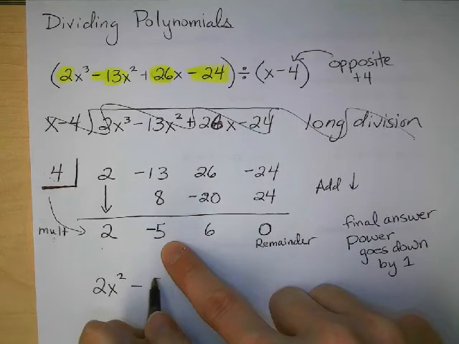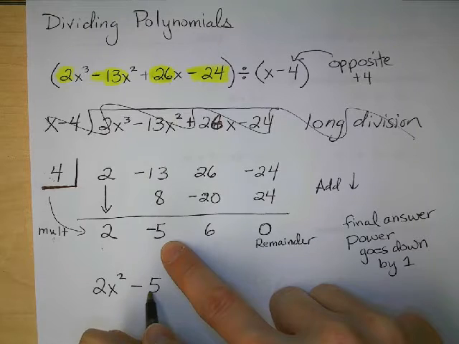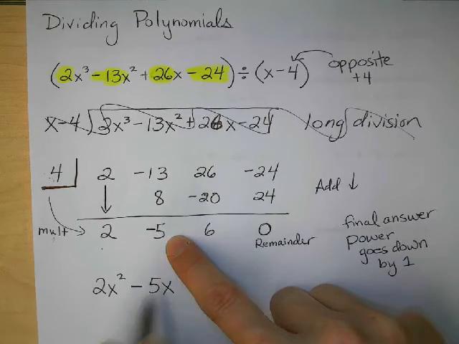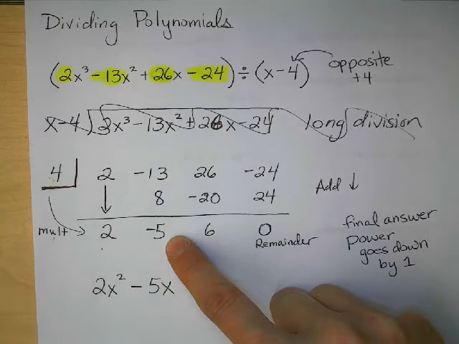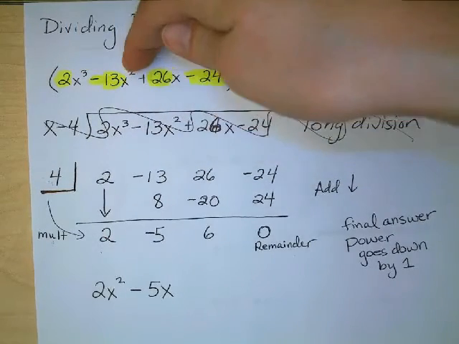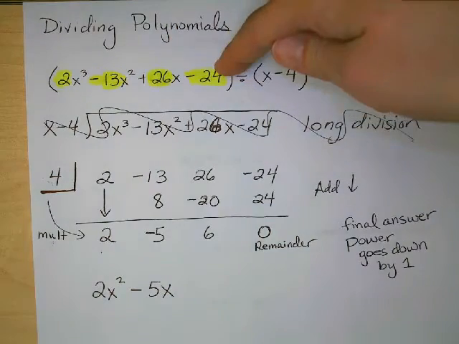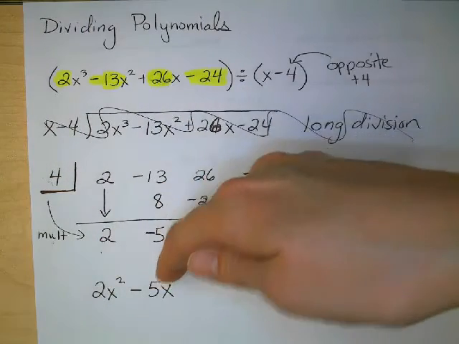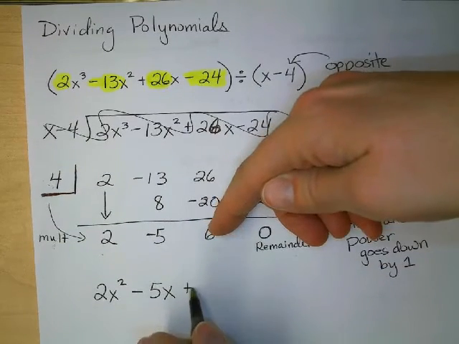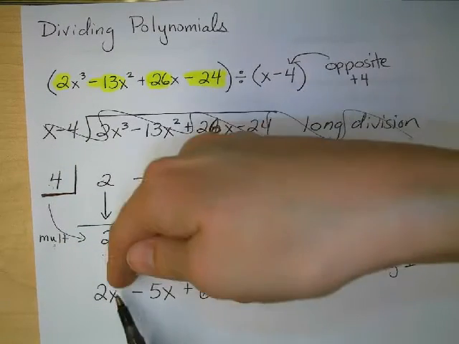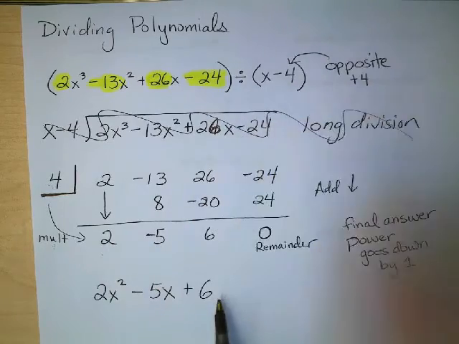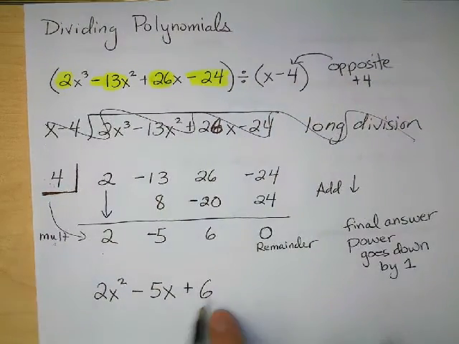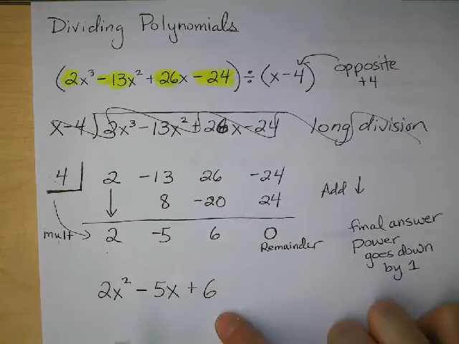minus 5x. It's always descending order. See how this went x to the 3rd, x to the 2nd, and then x, and then no x's? So ours is going to go x to the 2nd, then an x, then just a 6. See? 2 x's, 1 x, no x's. This is the answer. There's no remainder. Remainder 0. So this is the answer.